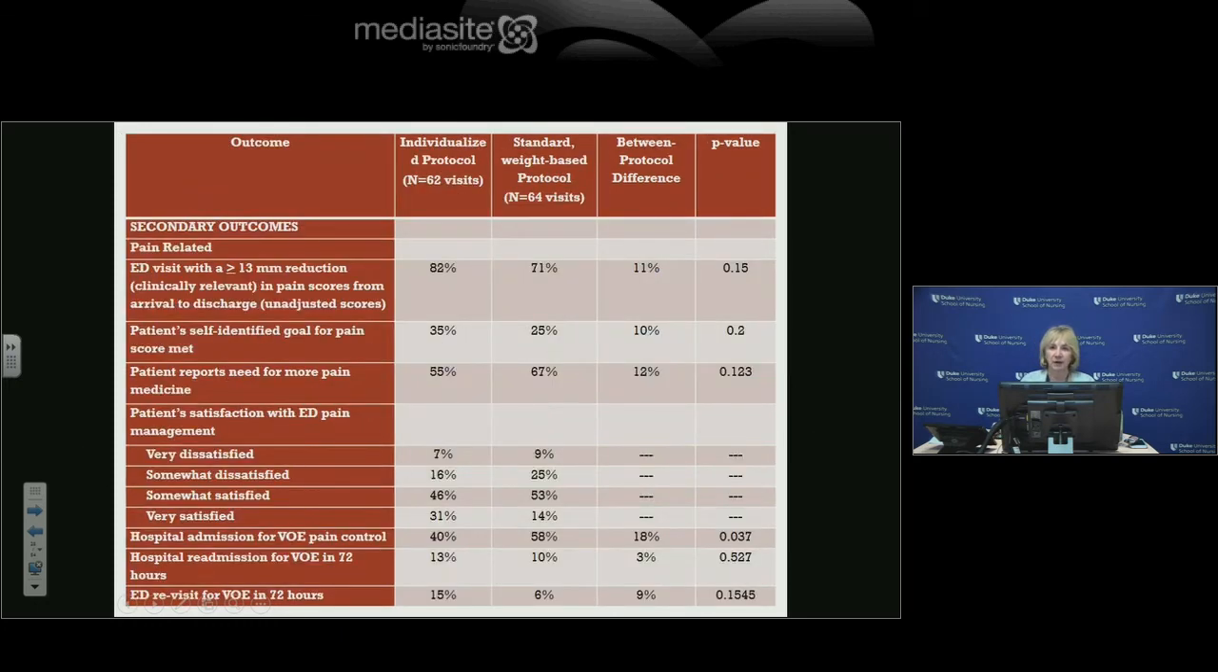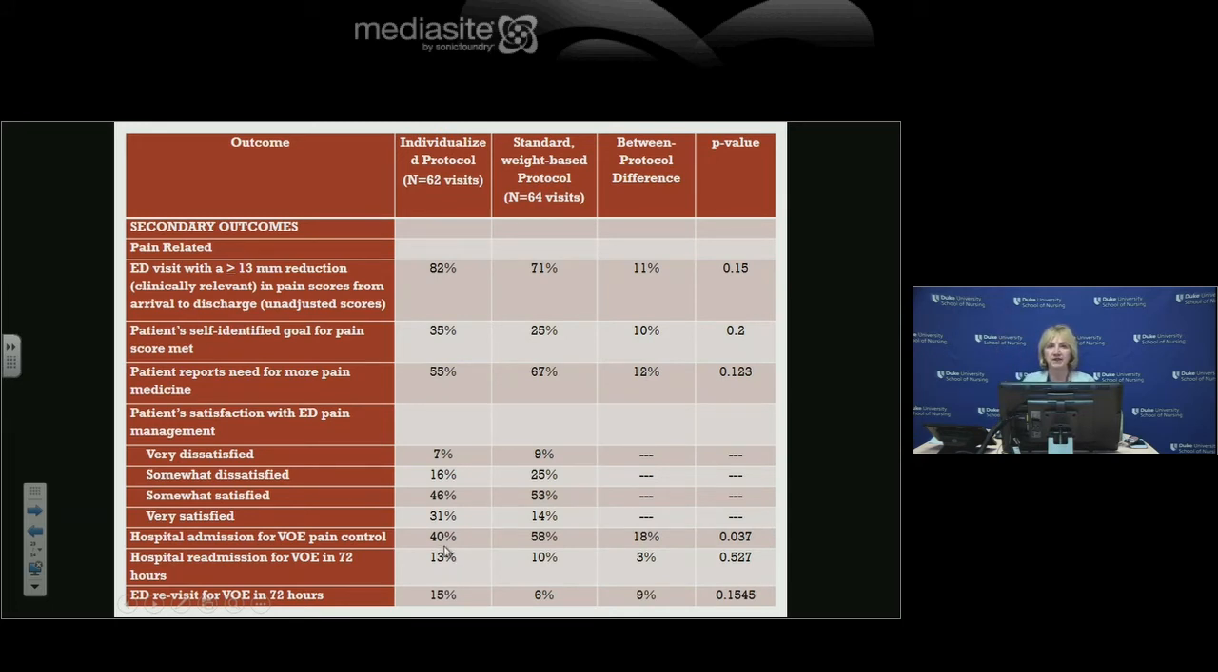It's a little bit hard to see, but what you can also tell here between the individual and the weight-based protocols, you can look at the percent that had at least a 13 millimeter reduction in pain, which is important. The patient's goal was met about a third of the time versus a quarter of the time, need for more pain medication, etc. And there really were no differences in any of this between the protocols, except for hospital admission.